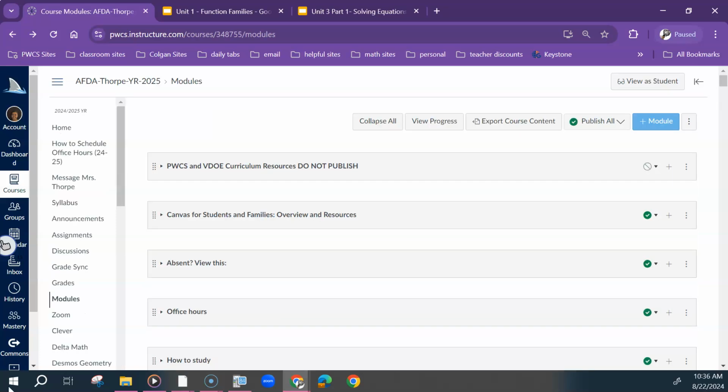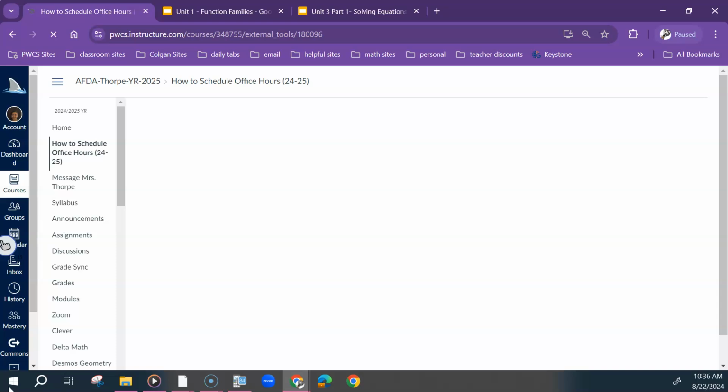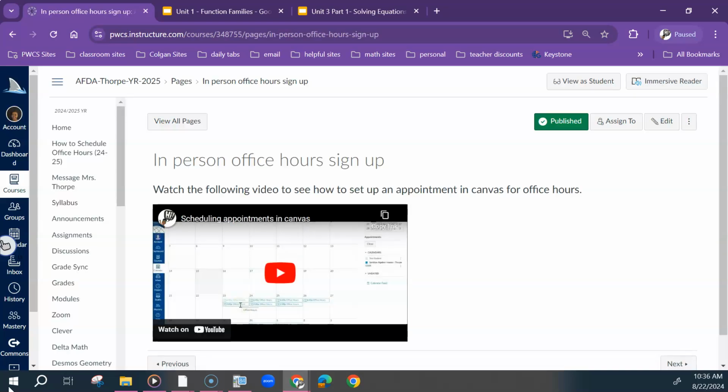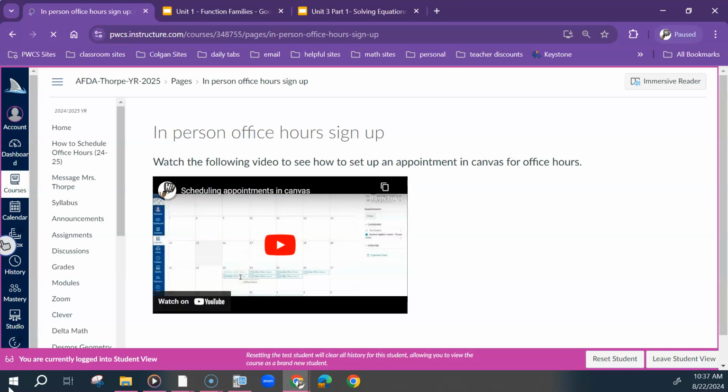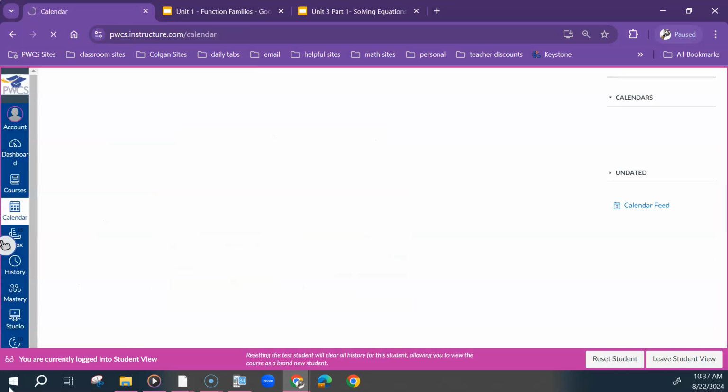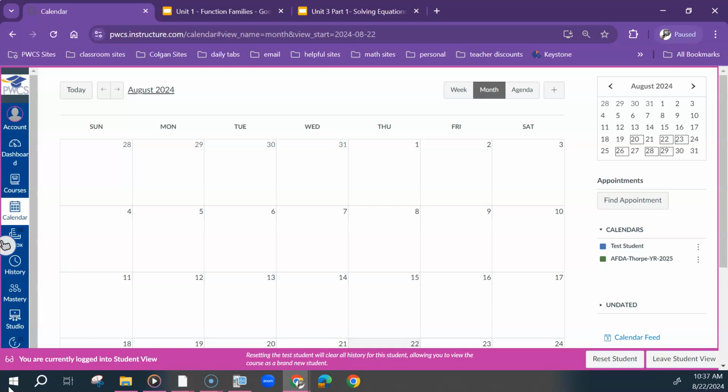So I'm going to show you how to schedule office hours, how it's going to look. I'll show you the page first. The page that you would go to watch the video is the How to Schedule Office Hours. You wouldn't do this because you would already be in student mode, but you would go into the calendar. Now this cannot be done, as far as I know, on an app. So on the iPad app or your phone app, you actually have to go into a browser, Safari, Chrome, Edge, doesn't matter. And then you'll see something that says Find Appointment, and you'll click that.